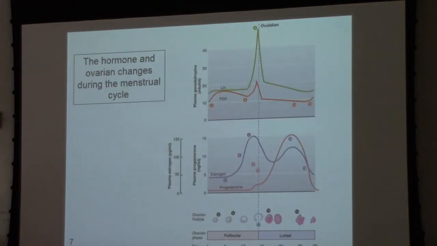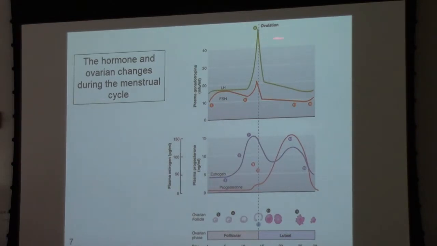So here's a cartoon from your textbook that shows the changes in hormones. These are hormones, LH and FSH. These are hormones, estrogen and progesterone, during the menstrual cycle. So going from the follicular phase to the luteal phase and then back to the follicular phase. So remember, all of this is cyclical.